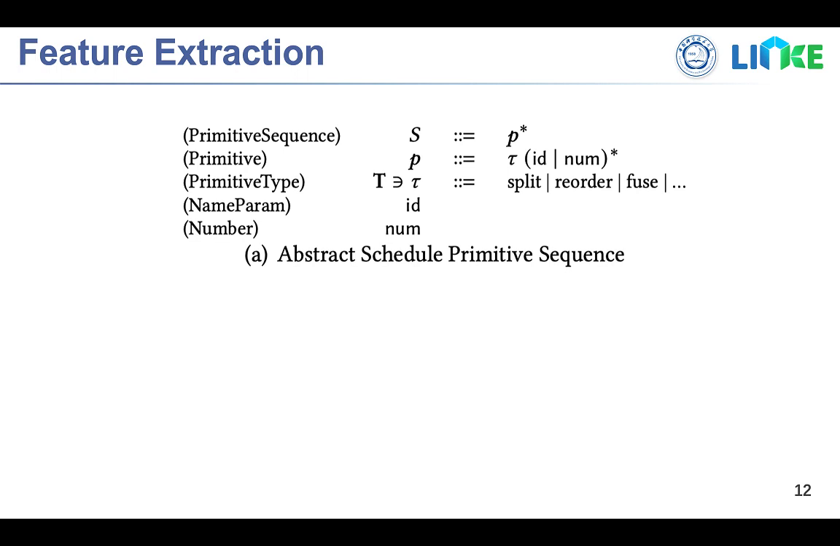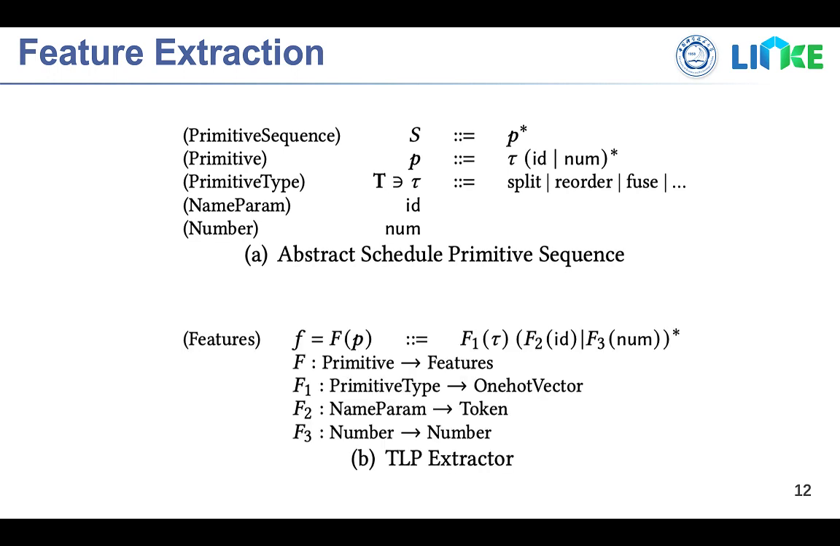This is the specification in extended Backus-Naur form. A primitive sequence is composed of primitives, where each primitive begins with a primitive type and is followed by numeric and character parameters. The TLP extractor processes these three parts of a primitive independently. F1, F2, and F3 can be treated as interfaces, and their implementations can be substituted with other good solutions.